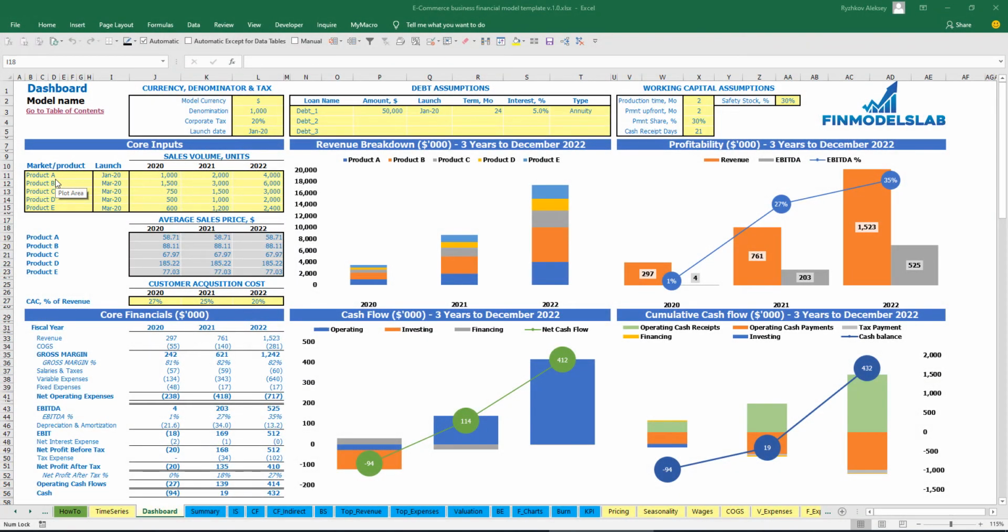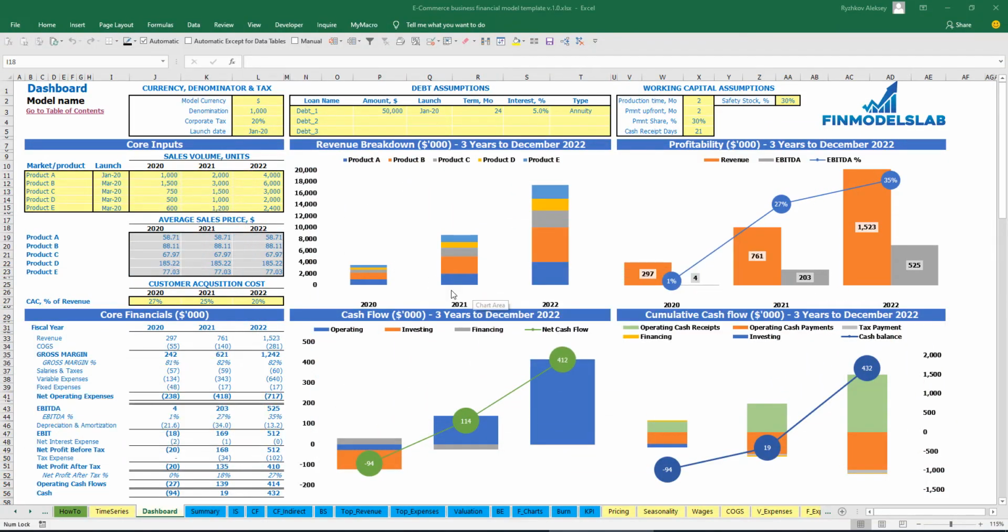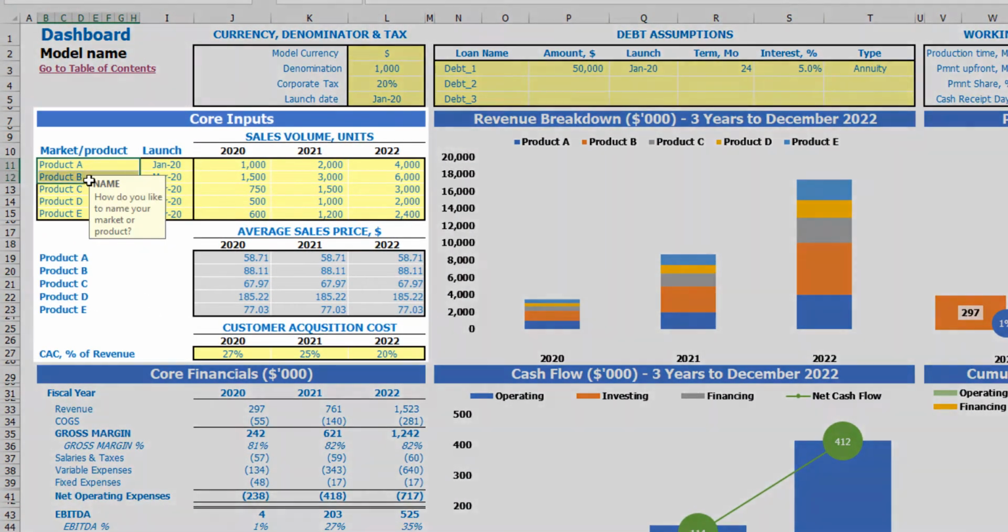On the dashboard you can input core inputs or drivers for the model. You can also review the core financials and see the core charts related to the model. So let's start from the setup of the model.